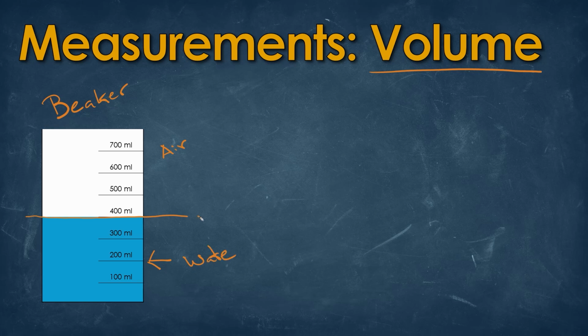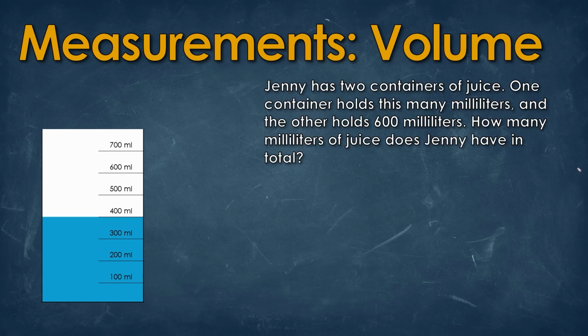So right at this line, you'll notice that it stops at 400. Well, that is going to be how much water we have. So we have 400, and the ml stands for milliliters. So we have 400, and that is where that line ends. So with that, let's start on our first equation.